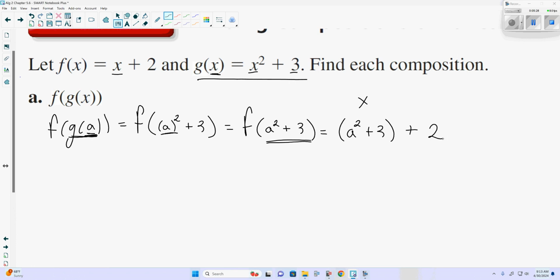Questions on this here? Well, now we just need to simplify. We can drop the parentheses, telling us we have a squared plus 3 plus 2, a squared plus 5. So our f of g of a is a squared plus 5. And that's it. Questions on this here?